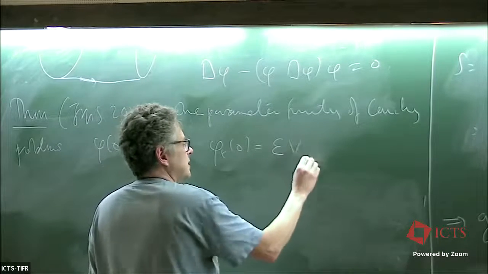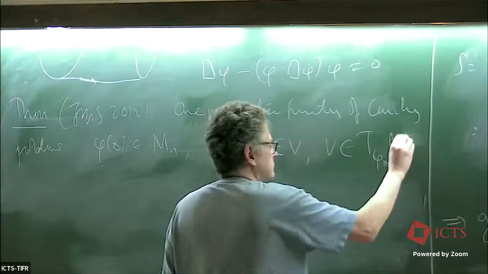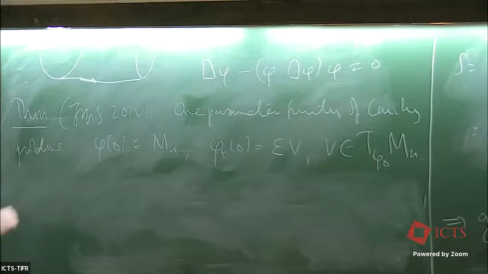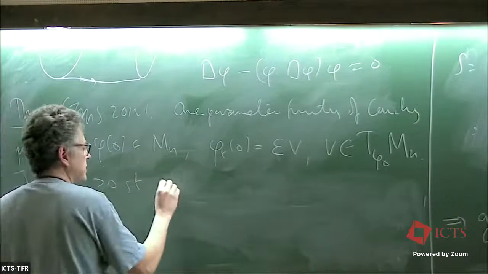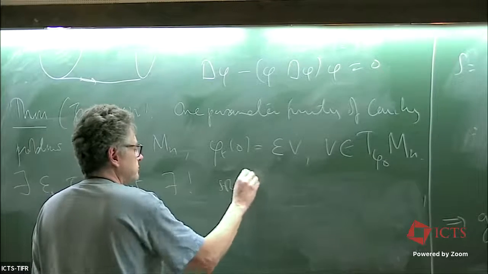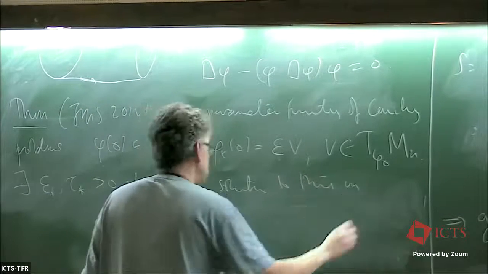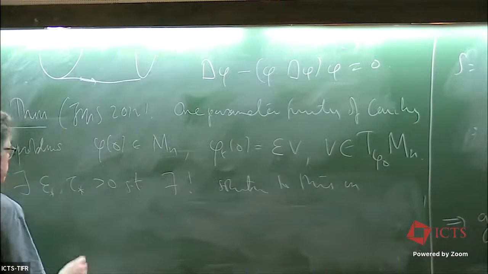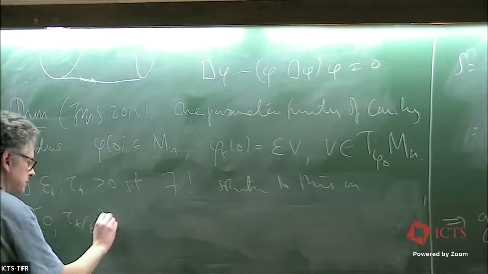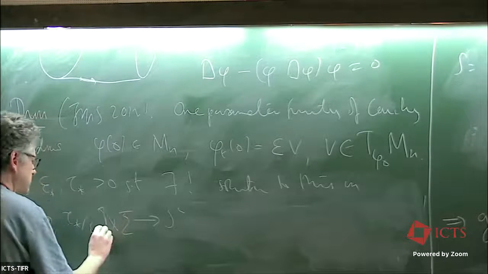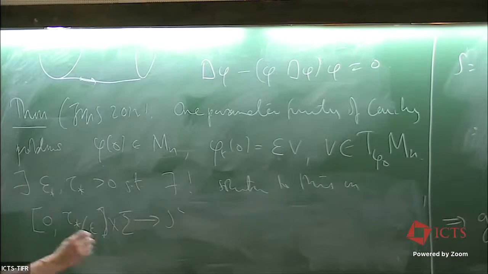This is the one parameter family where V is tangent to the space of holomorphic maps. Okay, so consider that one parameter family of Cauchy problems where the parameter is just scaling the initial velocity. Okay, then the theorem is that there exist epsilon star, tau star bigger than 0, such that for the Cauchy problem there exists a unique solution on an interval which gets bigger as epsilon gets smaller. Okay, and it's smooth and all that.